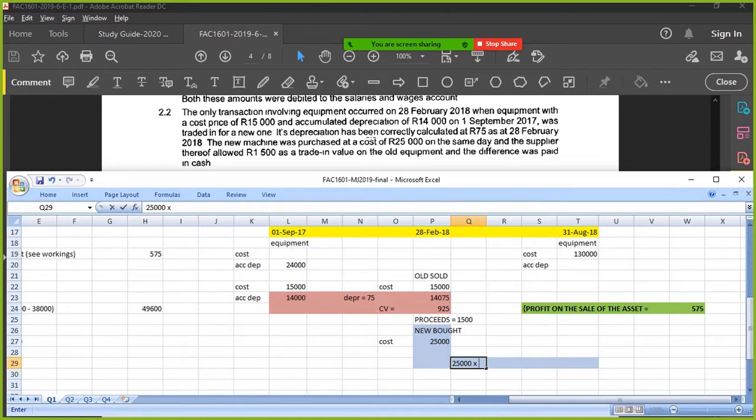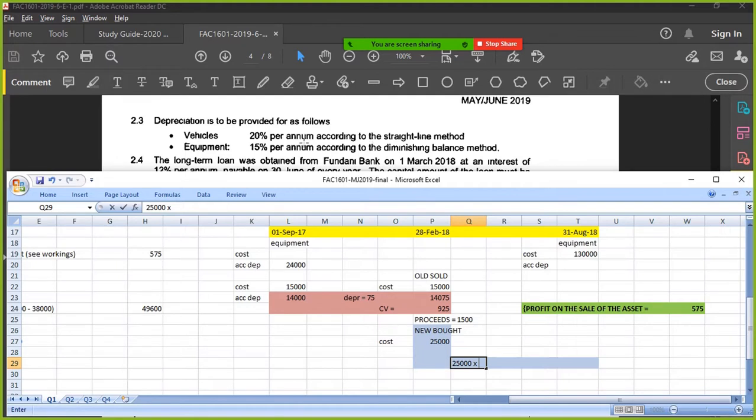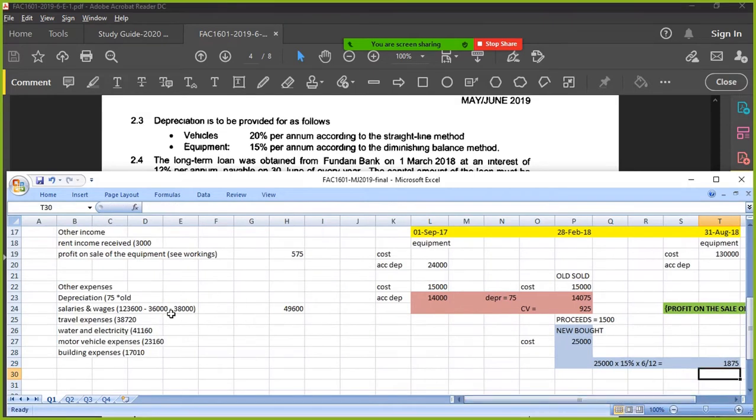Okay, what was the rate of depreciation here? Didn't say. I think you need to go a bit down, next page. Okay, 15%. Diminishing balance, it doesn't apply for the new assets. Times 6/12. Okay, March, April, May, June, July, August. That's correct. Okay, 1875. Okay, there's the new equipment depreciation.